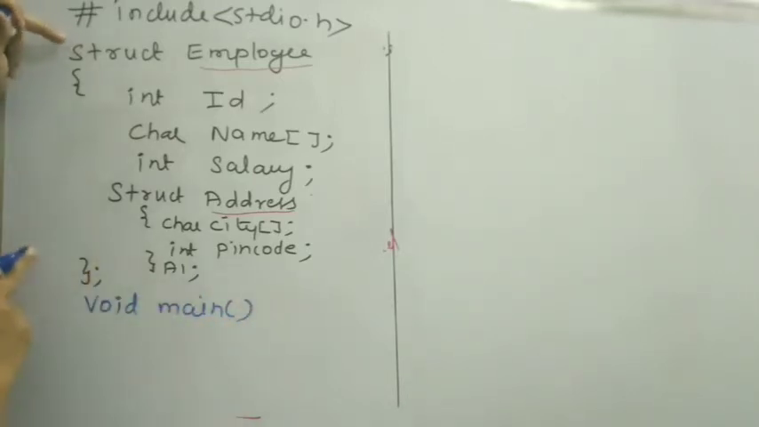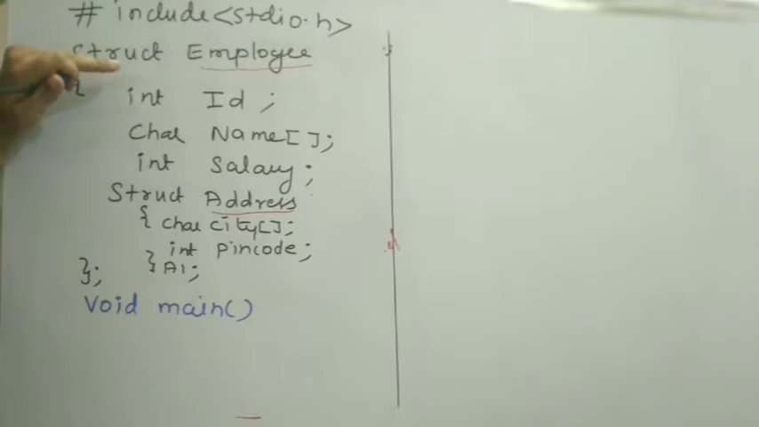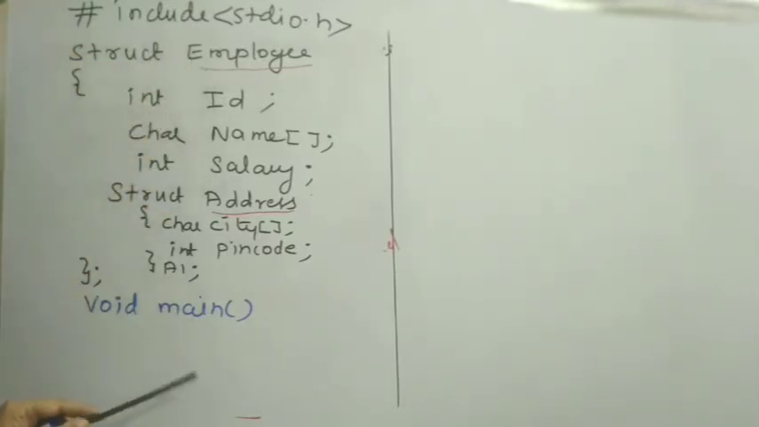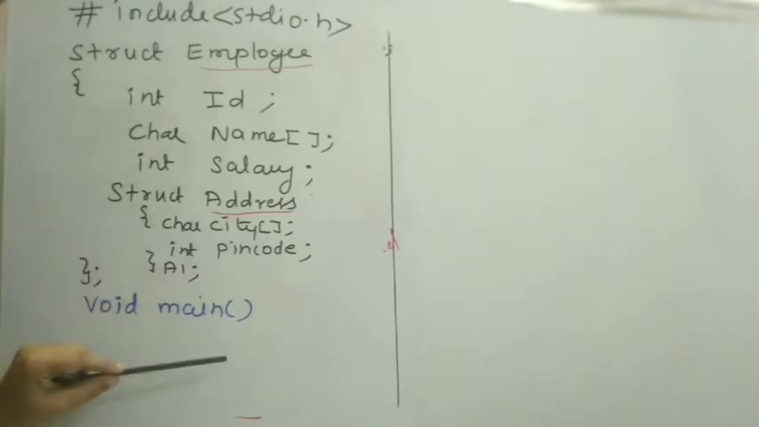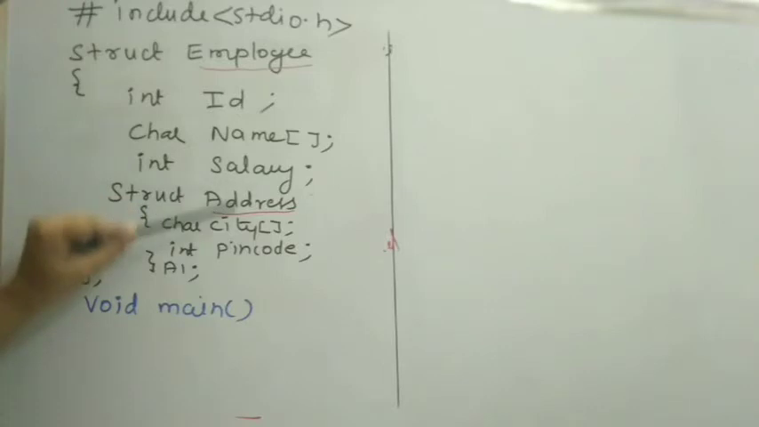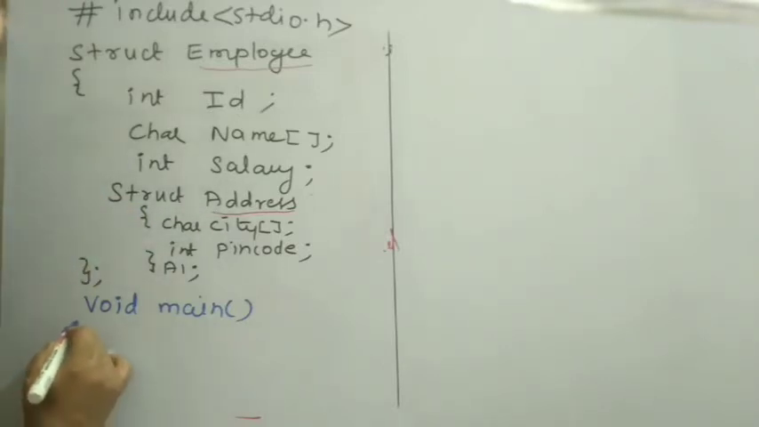I have defined my nested structure. Now I need to define a structure variable for my nested structure. If I want to access the data members defined inside a structure, definitely I need a structure variable. So I need to define a structure variable, and using the structure variable I am going to access the data members. Okay, how to define a structure variable?